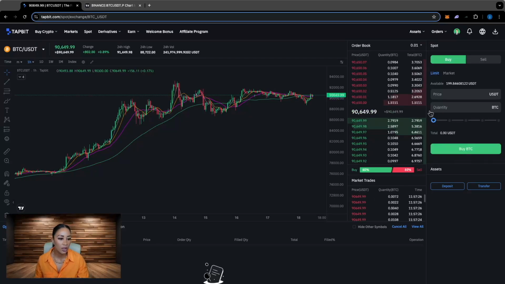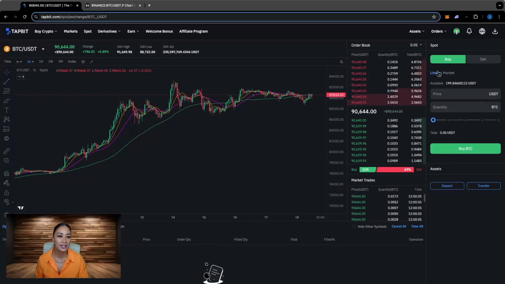Now let's take a look at where all the buying and selling happen. This section right here is where you will place your orders. You've got your buy and sell options. So if you were wanting to buy, you would click buy. And if you were wanting to sell, you would click sell. Next, you'll see limit and market. These are the two different types of orders you can use.